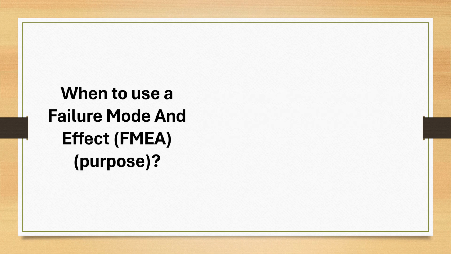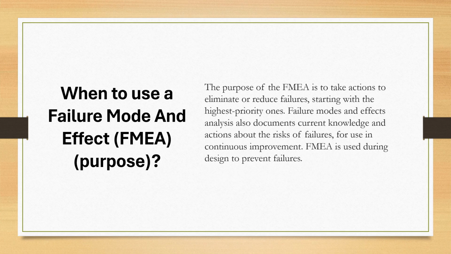So now here we will discuss the FMEA tool, that is when it is to be used, right? So the purpose of FMEA is to take action to eliminate or reduce failures, starting with the highest priority ones, right? FMEA helps document current knowledge and action related to potential risk and failure, which creates a foundation for continuous improvement. So basically, FMEA tools and its approach is particularly valuable during the design phase, where it helps to prevent failures before they occur, which ensures the reliability and safety of product and processes, right?